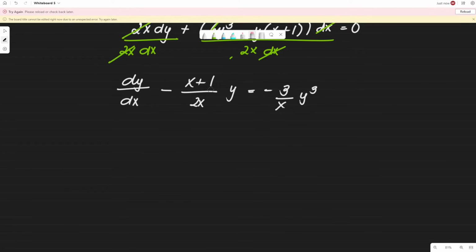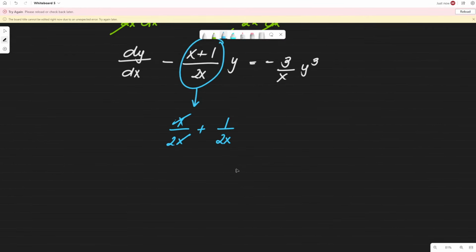This is our DE. So I'll split it to make it easier to evaluate, preparing it for the integration. So this will be x over 2x plus 1 over 2x. So cancel this. So this is equal to negative of the quantity 1 half plus 1 half times 1 over 2x. So that's our p of x.